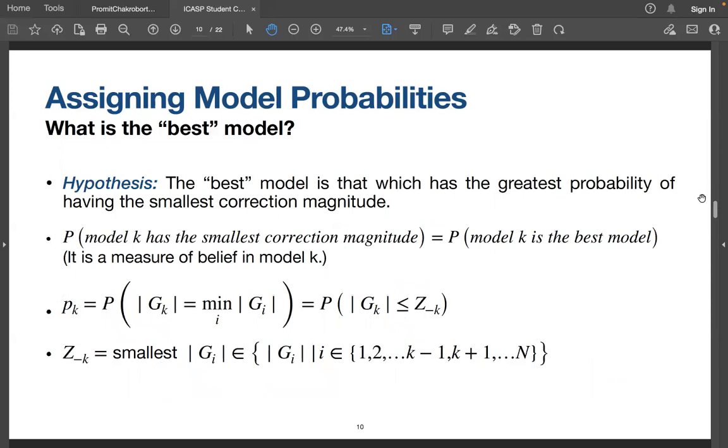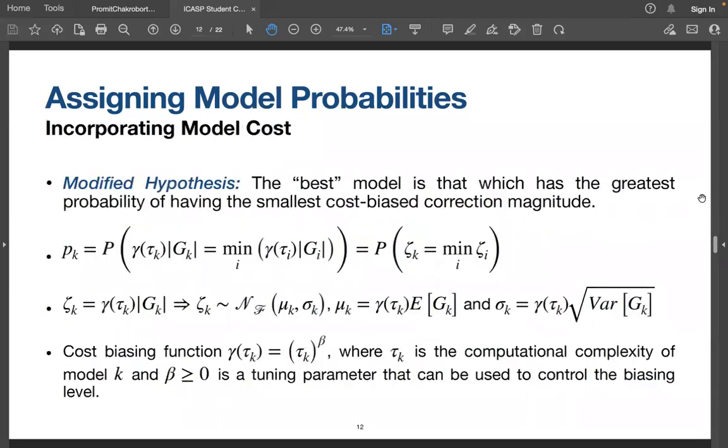However, you will recognize that here there is no talk about the cost of evaluating each of the low fidelity models. Here we assume that all the costs are the same, and we only look at the predictive accuracy of the different models. However, with a small change, we can incorporate the cost.